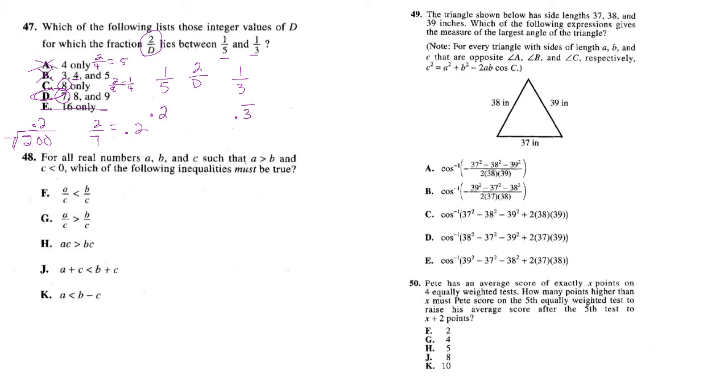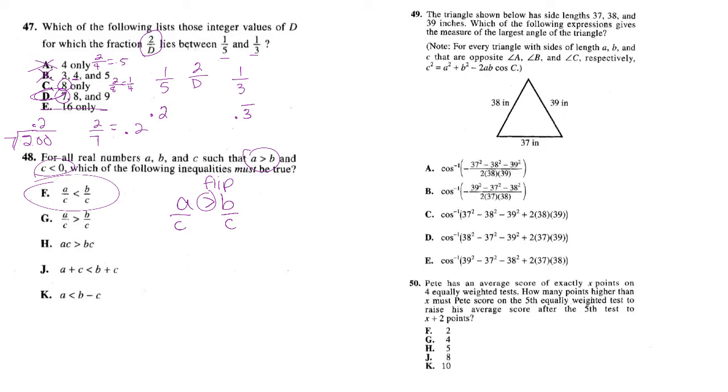Okay, number 48 is reasoning. So here A is less than B, or I'm sorry, A is greater than B. Be helpful to know that. And C is negative. So which of the following is true? So if A is greater than B and C is negative, when I divide by that C, I'm going to have to flip my inequality sign. So it looks like the very first one's going to be right. So if I do that, this has to flip because I'm dividing by a negative. All right, continuing on.